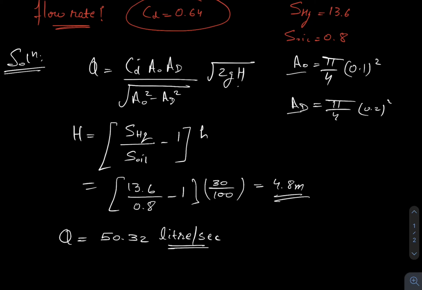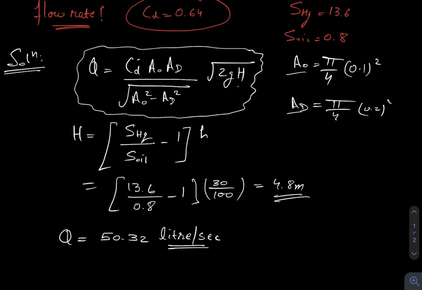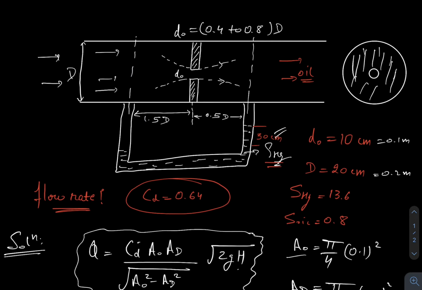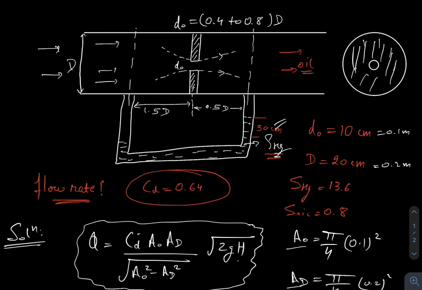I hope you can put all these values in this equation, and then you will get the flow rate. It was quite simple. It was almost similar to the Venturi meter, right? In the same way we calculated the numerical for the Venturi meter, similarly we calculated here. The numericals of such kind are very common in university exams, so please go through it carefully.